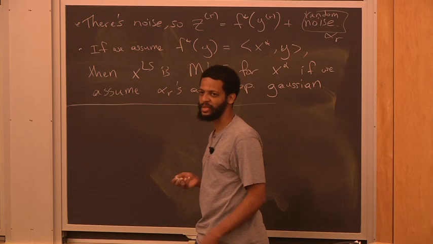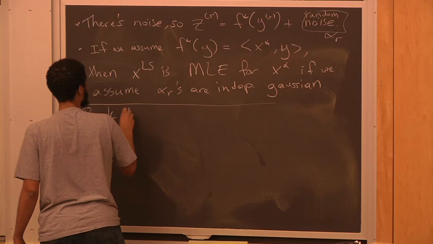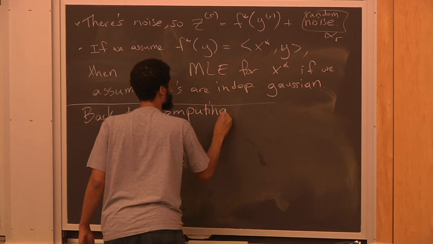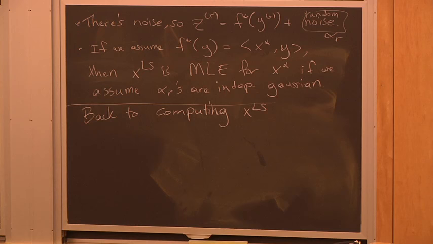So back to computing X_LS. Well, if you look at that expression up there, all you can choose is x, right? So what kinds of vectors can you get as Ax? You can get anything in the column space of A, right? So how should you choose x to minimize that L2 norm? Well, part of b lives in the column space of A, and part of b lives in the orthogonal complement. So you should choose x to kill the part that lives in the subspace, right?